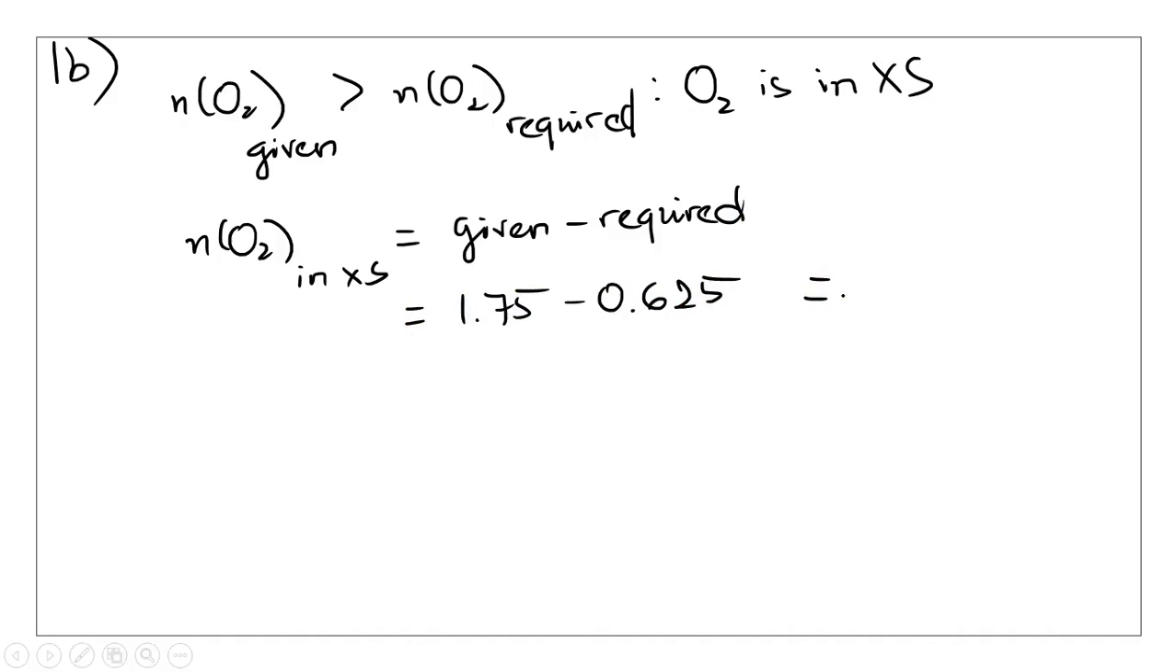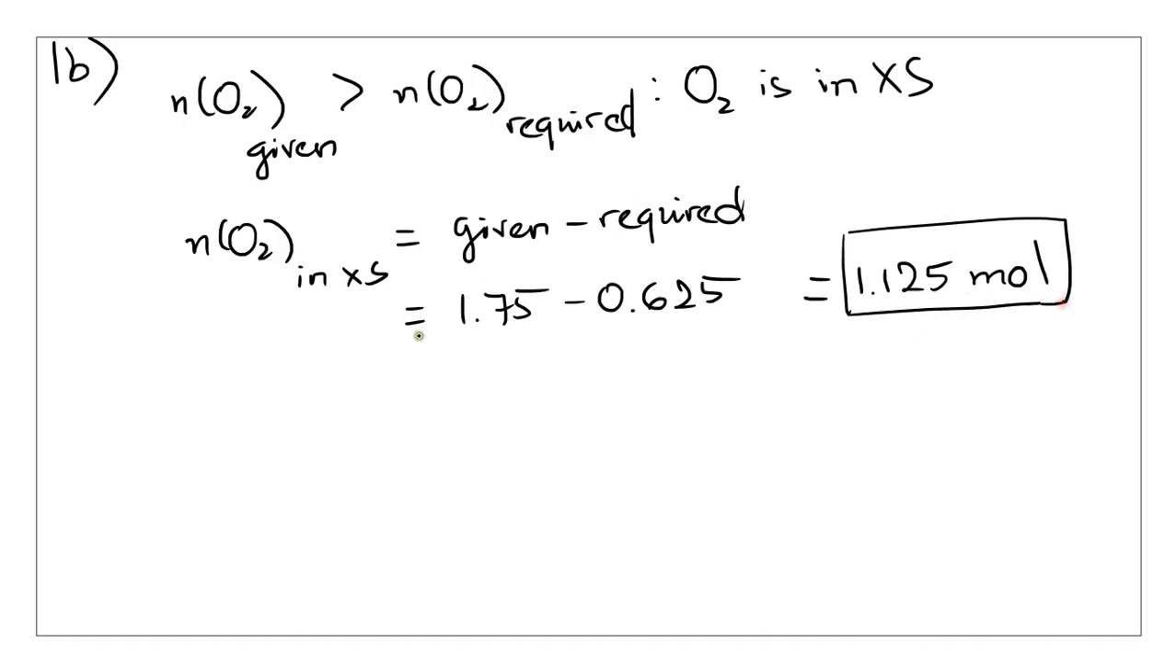Again, haven't had coffee, can't do any maths. So I'm just going to use a calculator to get 1.125. I feel like I should do this by hand, but anyway. So this is the amount in excess, which is one of the two questions. The other question was, what is the limiting reagent? So H2 is the limiting reagent.